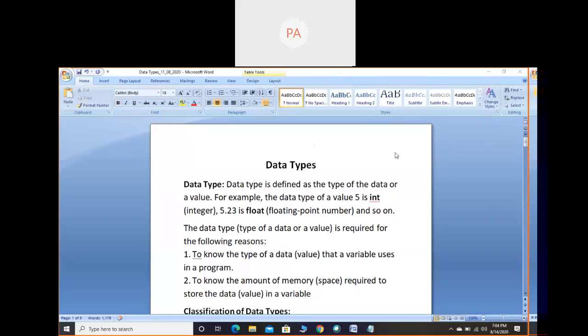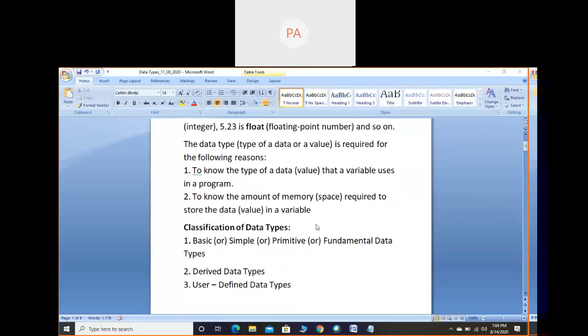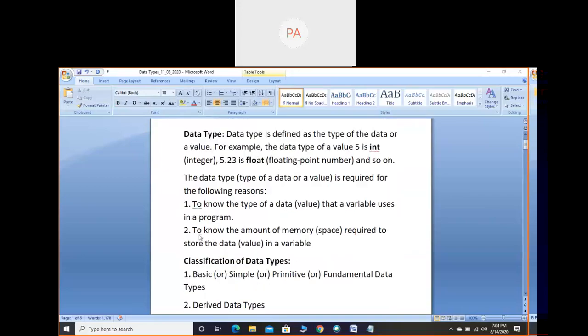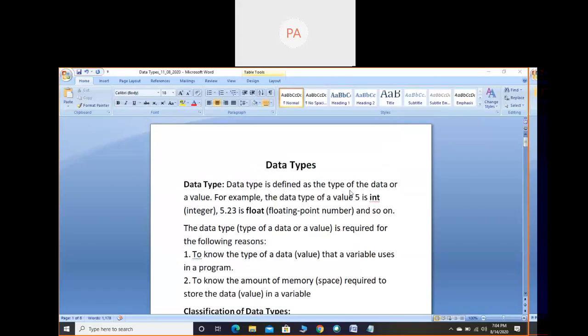So we'll start from the data types chapter because yesterday's second part I didn't record. Okay, so till the second reason to require data type, I have taken the notes, but I will explain the concept once again so that it will be recorded.